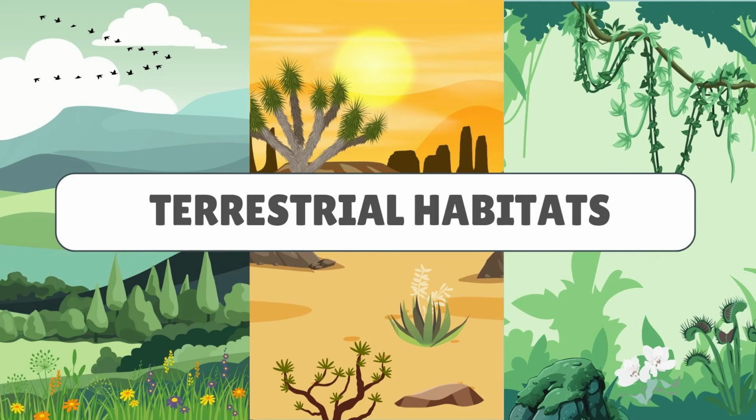Like other living things, different types of plants exhibit distinct characteristics. These characteristics are suited to their specific habitats, enabling them to effectively adapt to their surroundings. Let us discuss the different types of plant habitats. First is the terrestrial habitats.